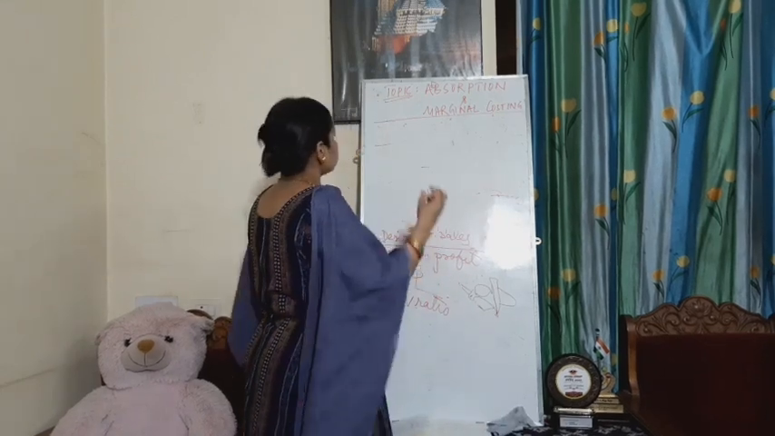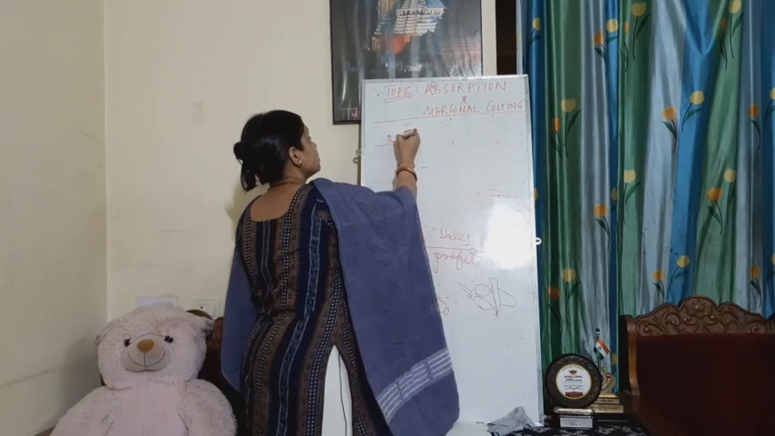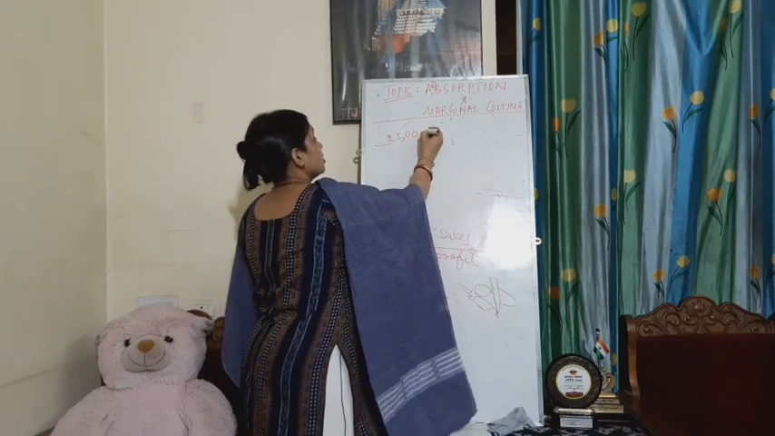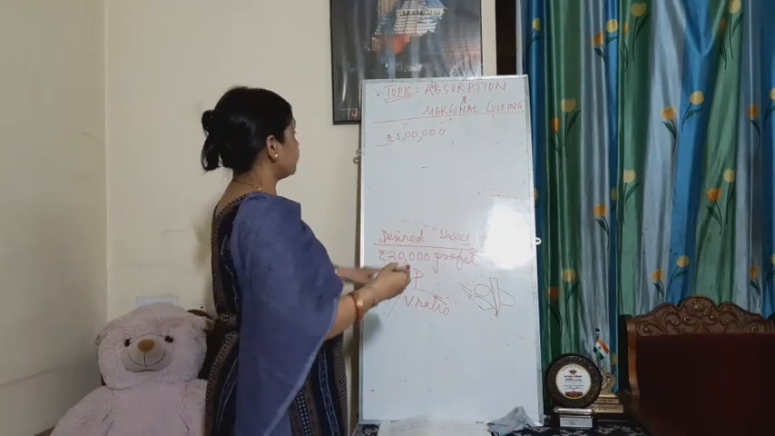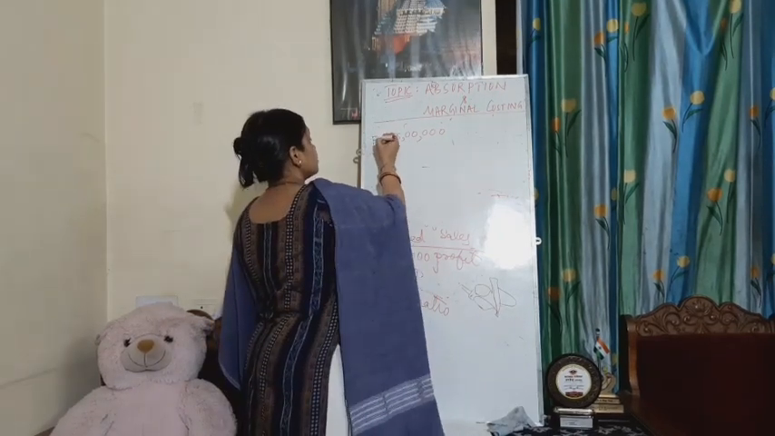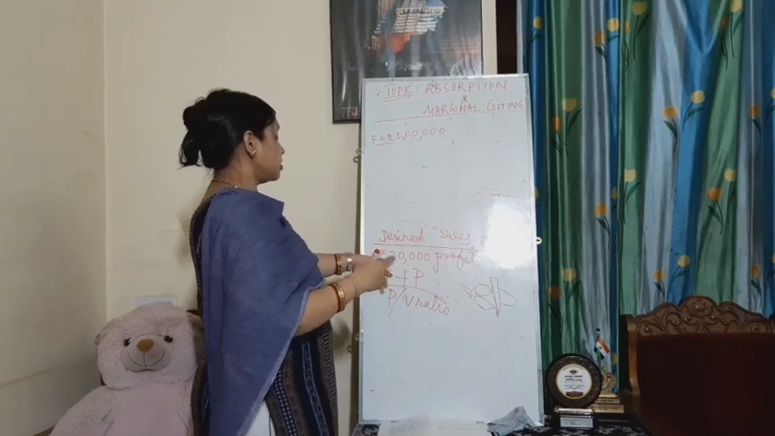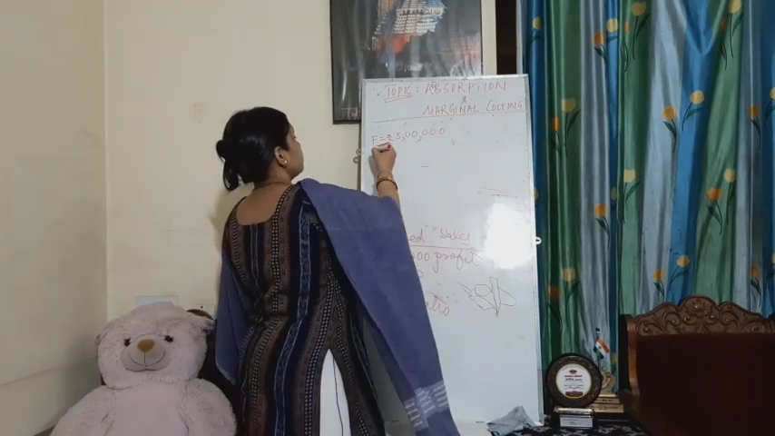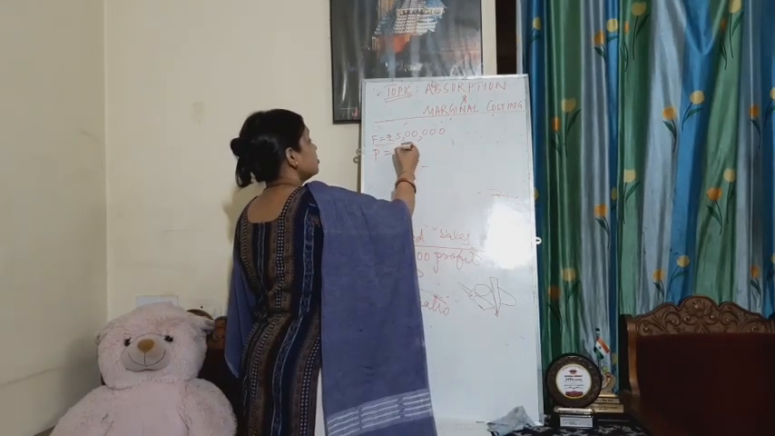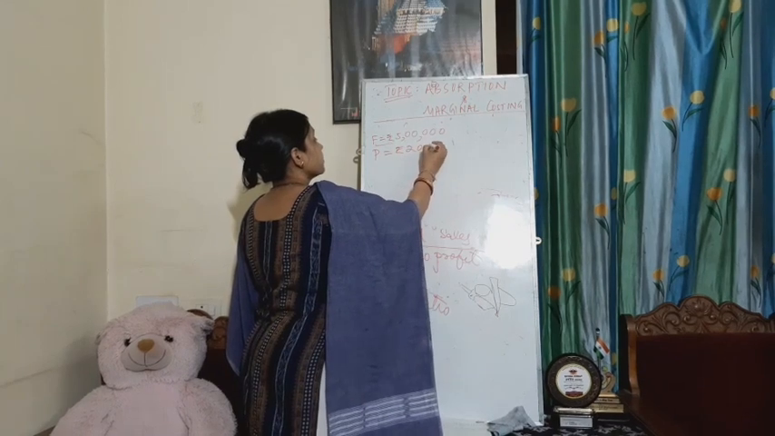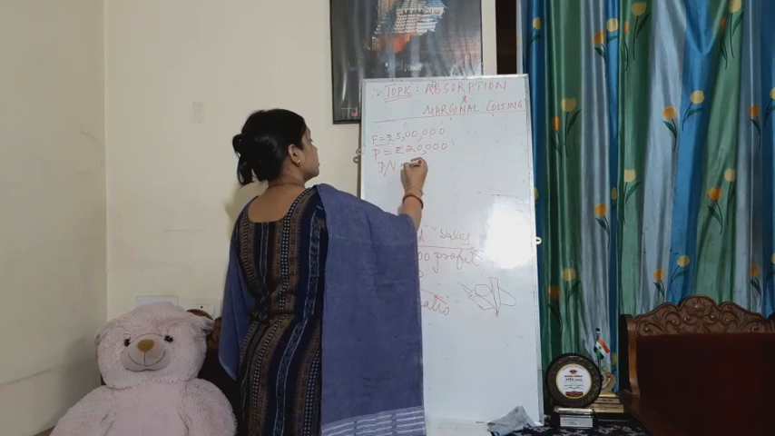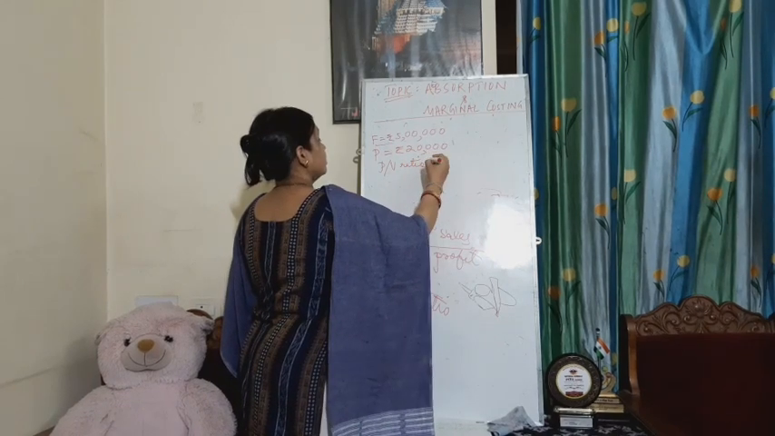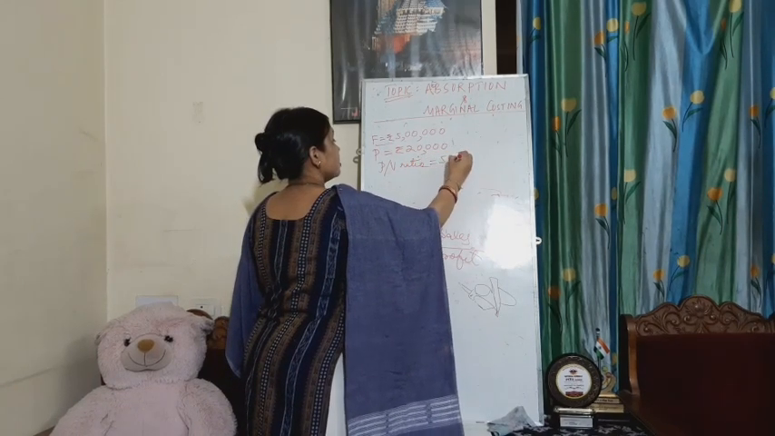Now suppose, students, the total fixed cost is rupees 5 lakh, and the company wants to earn rupees 20,000 profit. So P equals 20,000. The PV ratio, let us say, is given in the question. It comes to, let us say, 50%.